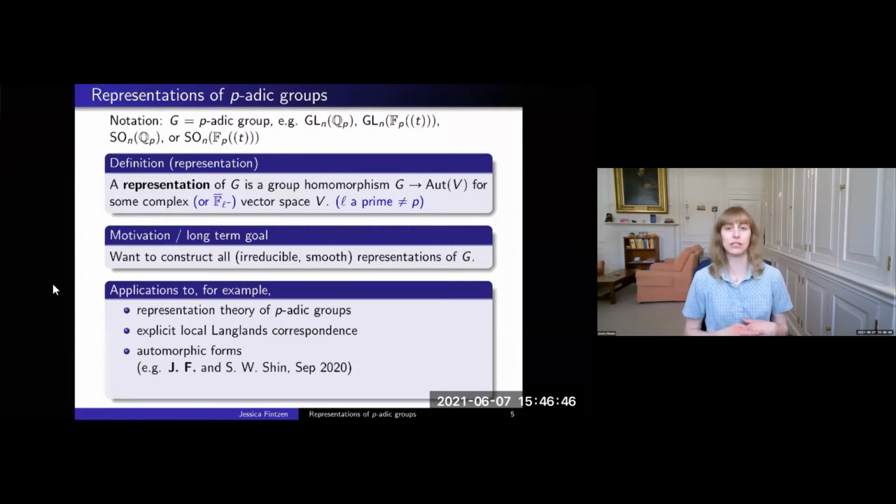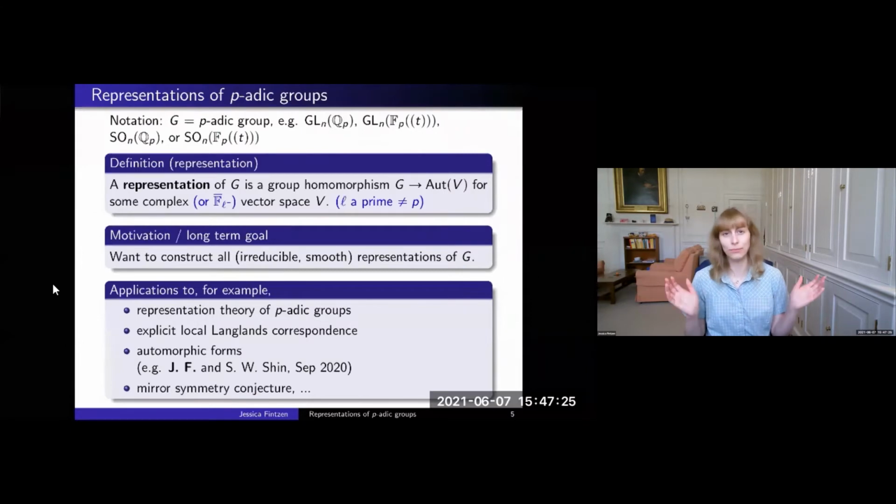There are also applications to the global world, to automorphic forms. Automorphic forms are a generalization of modular forms, and they played an important role for Fermat's Last Theorem and things like that. So, for example, one application is a joint work of myself with Sug Woo Shin, which we posted on the arXiv last year, where we produce congruences between arbitrary automorphic forms and particularly nice automorphic forms. And that in turn had applications to the global Langlands correspondence. And our approach really heavily relies on just understanding the representations of these p-adic groups.